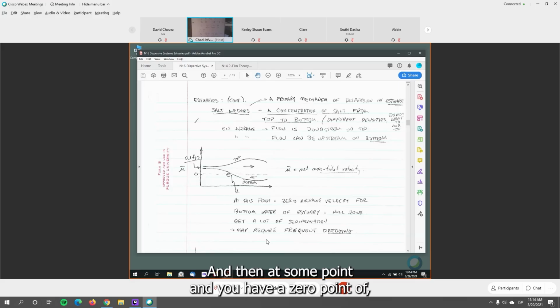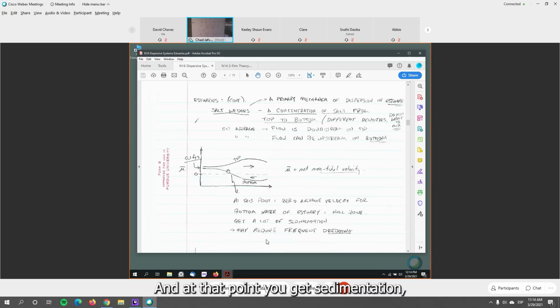And then at some point, you have a 0 point of net velocity. The fresh water then is moving along the top. So you can have a system where the ocean is coming in on the bottom and the fresh water is going out at the top. And at some point, you have no net flow of water.